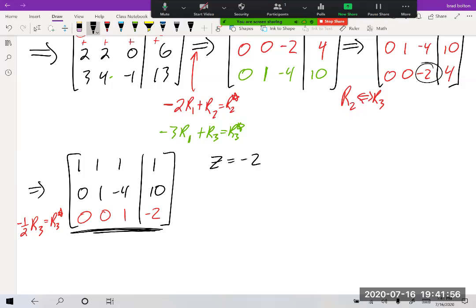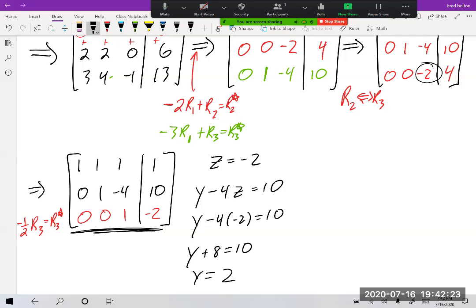The next row says y minus 4z is equal to 10. Okay, and then I'm going to write the next row. Well, you know what? Let's solve this. y minus 4 times -2 equals 10. So then y plus 8 equals 10, so y equals 2. So we found y and we already know z.